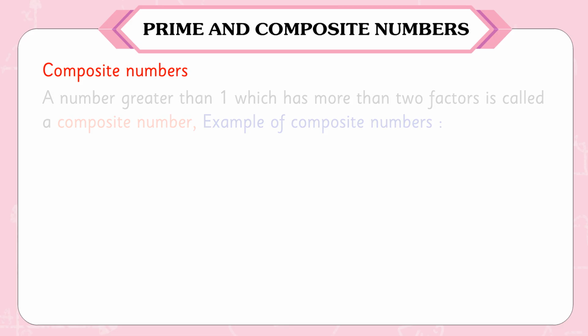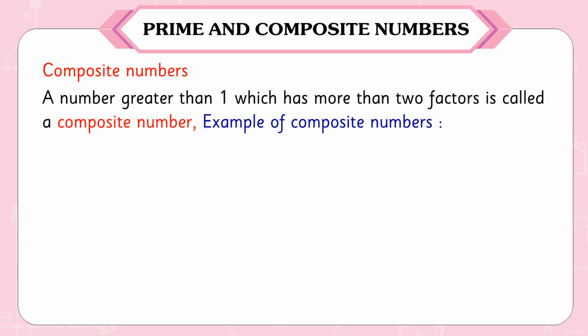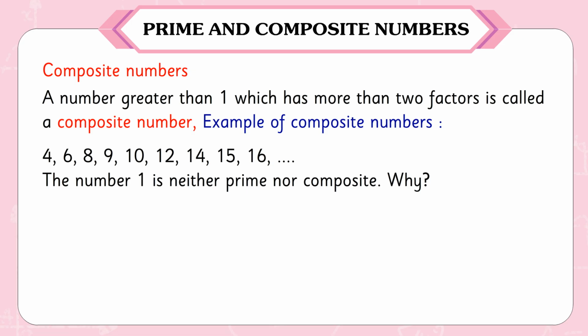Composite numbers. A number greater than 1 which has more than 2 factors is called a composite number. Examples of composite numbers: 4, 6, 8, 9, 10, 12, 14, 15, 16, and so on. The number 1 is neither prime nor composite.